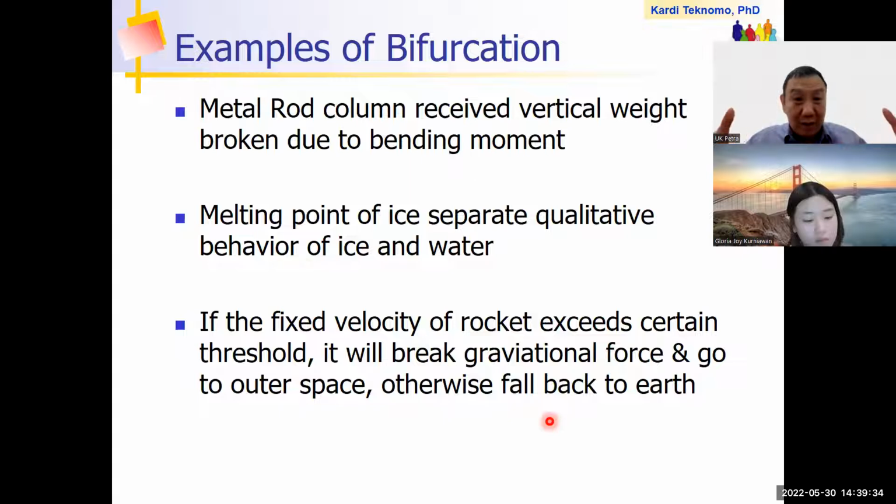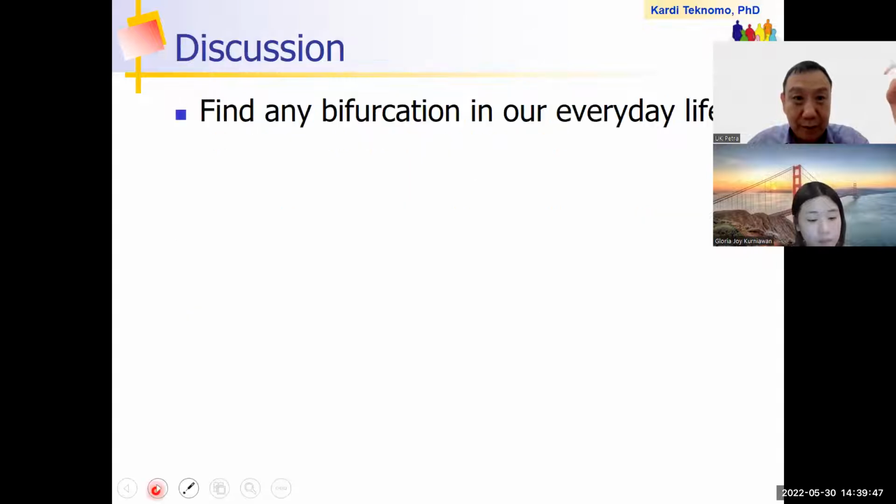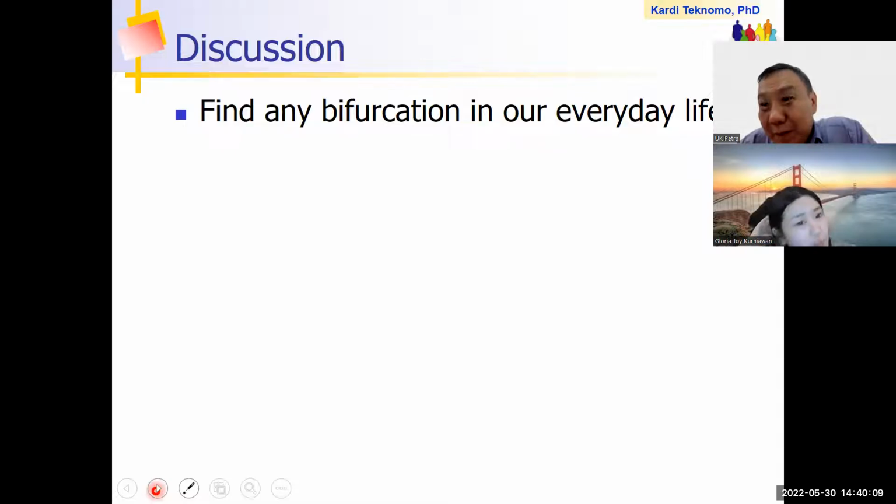But look, our system is like a continuous system. Suddenly there is a discontinuity in that continuous system. That is the one that makes it interesting. Something unexpected happened. So, is there any bifurcation behavior that you ever see in everyday life? Almost everything has a breaking point. Breaking point, like what? Example.